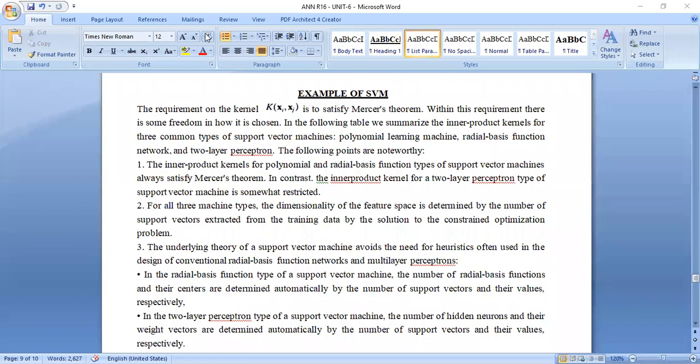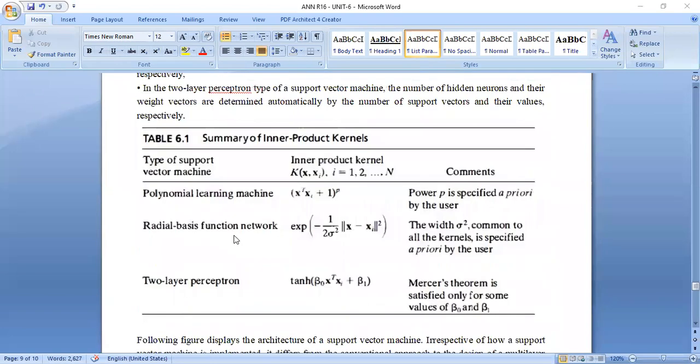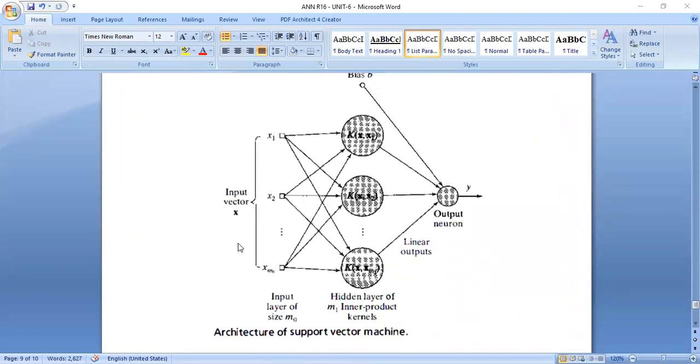Hello everyone. Today's concept is an example of SVM, the support vector machine, right? First of all, let's see the architecture of the support vector machine. I will explain the architecture of the support vector machine here. The architecture of the support vector machine has three layers.